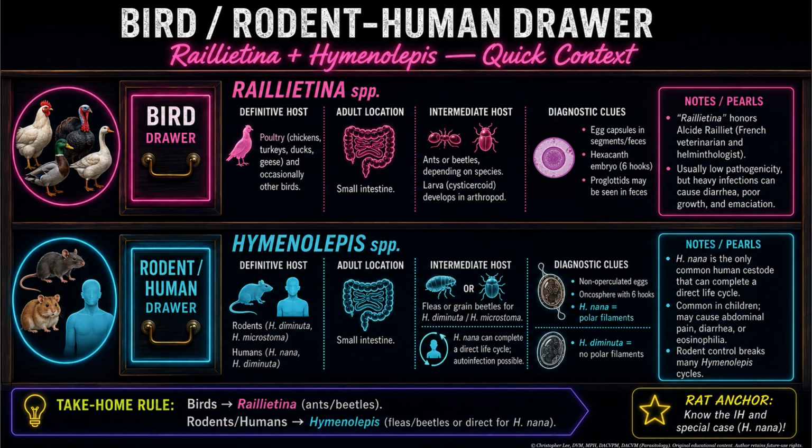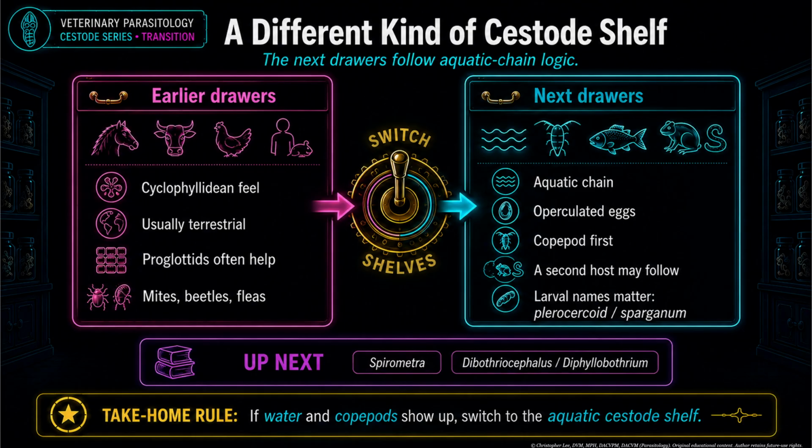For the rodent-human drawer, think Hymenolepis. H. diminuta and H. microstoma use arthropod intermediate hosts. Hymenolepis nana is the special case because it can complete a direct life cycle and auto-infect. Hymenolepis eggs are also non-operculated. H. nana has polar filaments, H. diminuta does not. Now we change the rules.